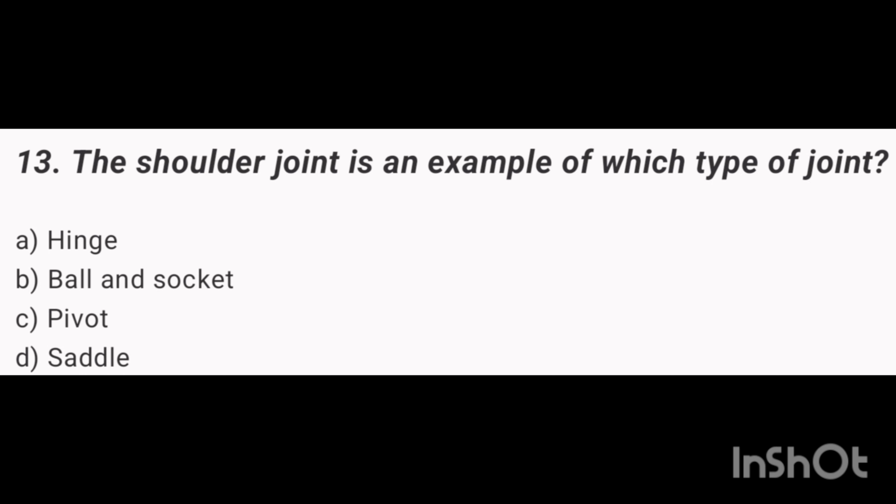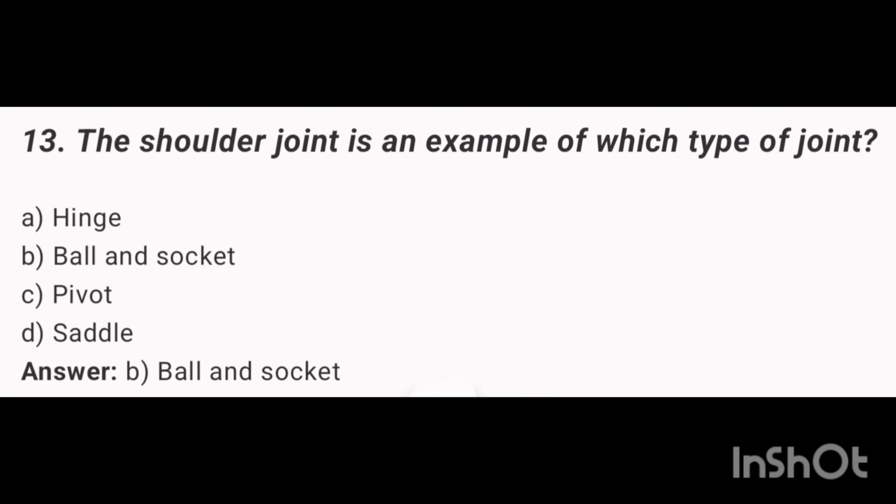సో ఓన్లీ ఫ్లెక్షన్ ఎక్స్టెన్షన్. బాల్ అండ్ సాకెట్ జాయింట్కి ఎగ్జాంపుల్ షోల్డర్ జాయింట్ వస్తుంది, పెల్విక్ జాయింట్ వస్తుంది. పైవట్ జాయింట్కి ఏమో హెడ్ మూమెంట్ వస్తుంది. అండ్ సాడిల్ జాయింట్కి ఎగ్జాంపుల్ థంబ్ మూమెంట్ వస్తుంది, థంబ్ టచింగ్ ద ఆల్ ద ఫింగర్స్, దట్ ఈస్ కాల్డ్ ద సాడిల్ జాయింట్. సో ఇక్కడ ద ఆన్సర్ ఈజ్ ball and socket joint. Okay, the shoulder joint will come under the ball and socket joint.